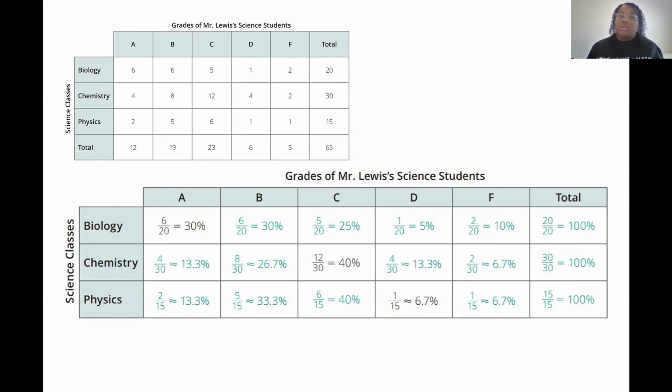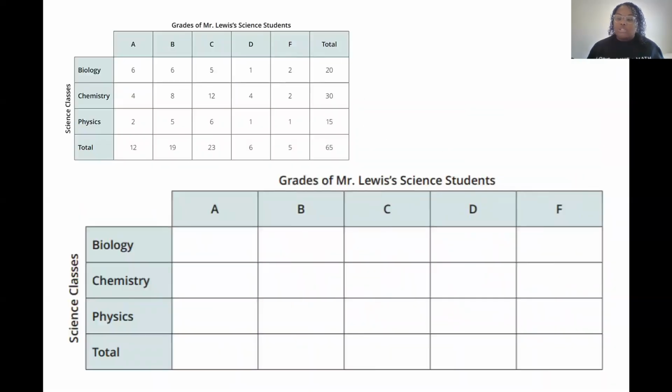So this first one here was relative to the other students enrolled in that course. Let's go ahead and try to create that second table. This time it will be relative to the other students that received that same letter grade, regardless of what course they were in. So let's go ahead and look at that same first cell, students that received an A in biology. So we had 6 students that received an A in biology.